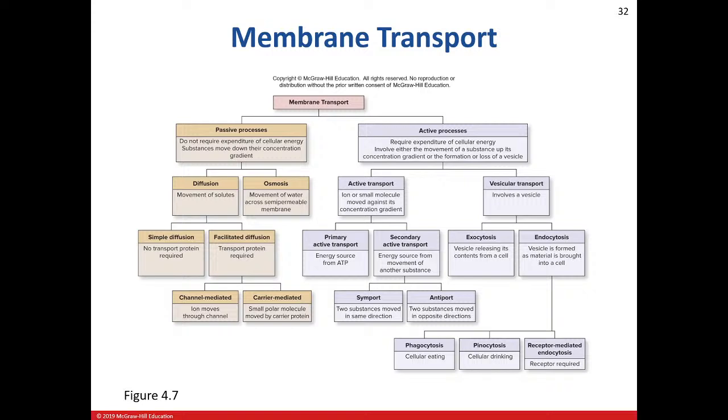Good. So under facilitated diffusion, you can have channel-mediated or carrier-mediated facilitated diffusion. With channel-mediated facilitated diffusion, we have a channel that's a protein with a hollow space in the center that lets a substance go through. The example would be ion channels. When they're open, they let ions flow through.